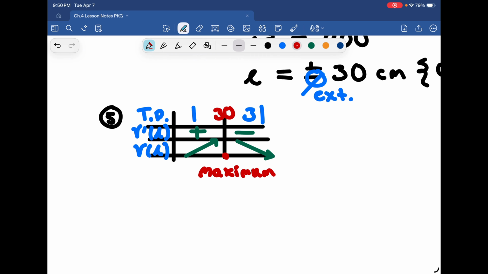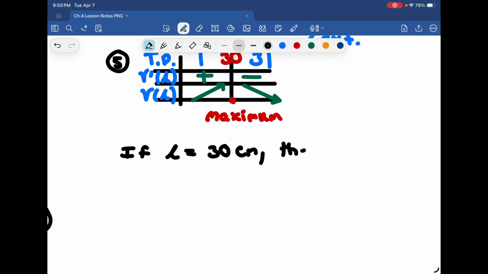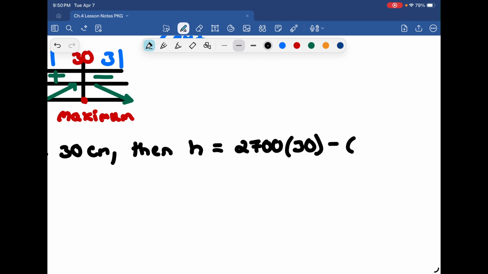The largest possible volume is designated when our value for the length is going to be 30. So now we've got to figure out the other values. I'm going to say if the length is equal to 30 centimeters when it's maximized, then our height is going to be equal to, and we're going to plug it into that height formula we derived earlier. It's 2,700 times the 30 minus the 30 squared, which is L squared, divided by, and I just want to make sure I got this right, yeah, divided by the 4 times 30.